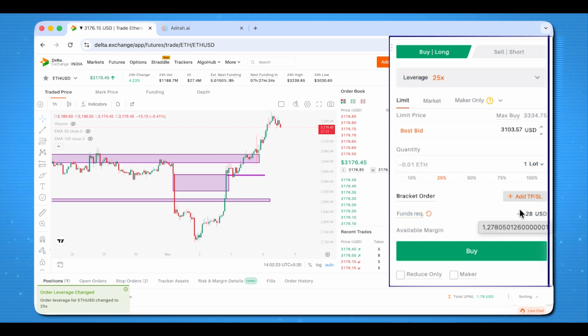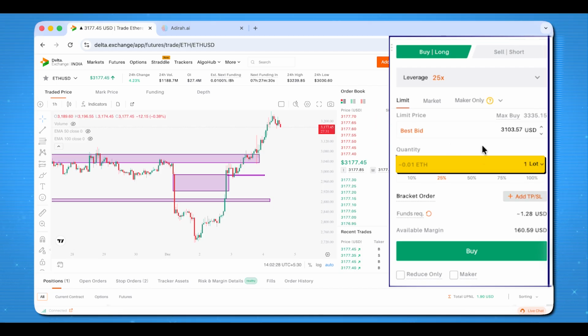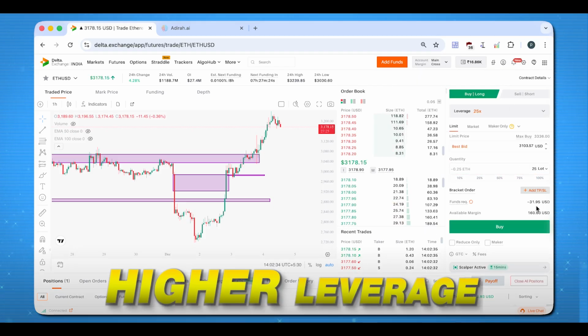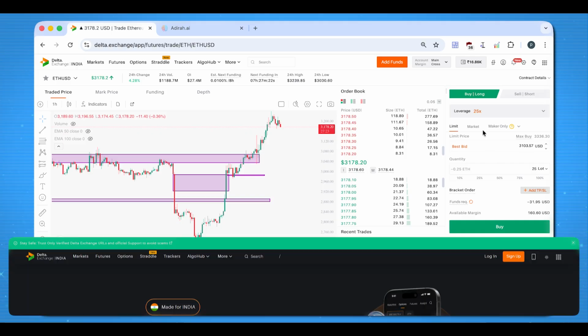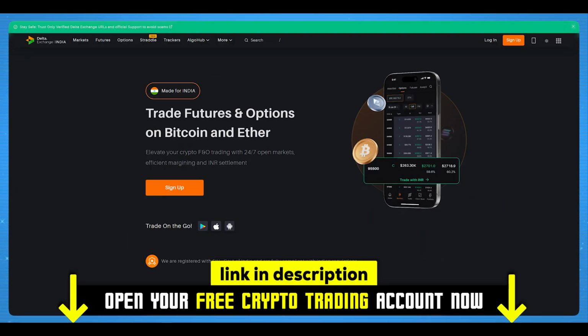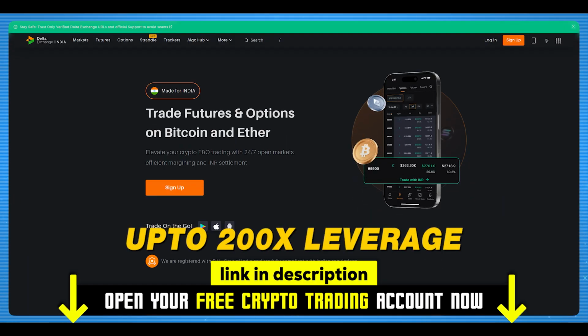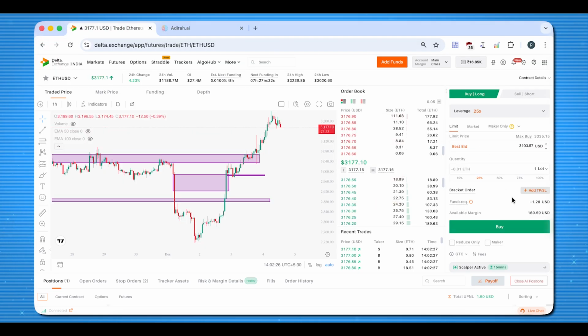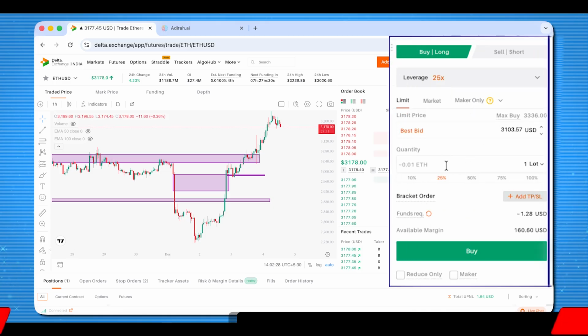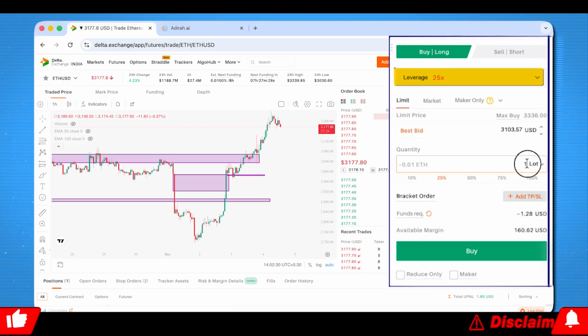That means with the same $31, instead of buying one lot, you can buy multiple lots. This increases your profit potential, but it also increases your risk. So always remember, higher leverage means higher risk. Delta Exchange allows leverage up to 2x, but I strongly recommend that you do not use more than 25x leverage, especially if you are a beginner. Now, let's say I decide to use 25x leverage.